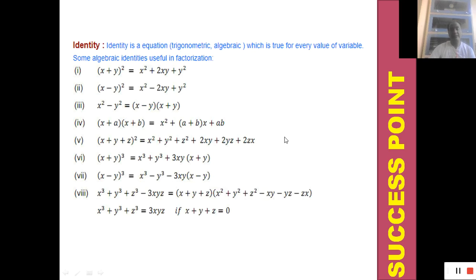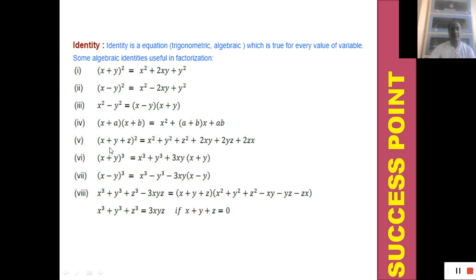Next, if any identities are there, there are many identities used to find the factors, like x plus y whole square is equal to x square plus 2xy plus y square. Again, if minus is there, then x square minus 2xy plus y square. Similarly, x square minus y square is equal to x minus y into x plus y. Similarly, x plus a into x plus b is equal to x square plus a plus b times x plus ab.